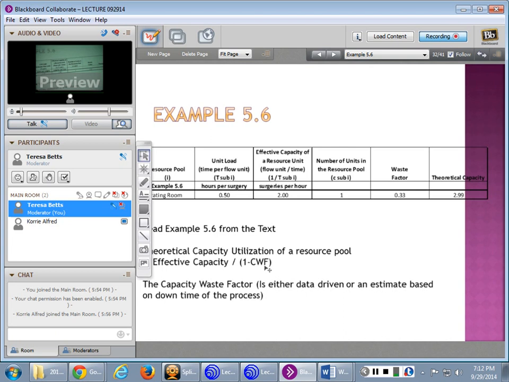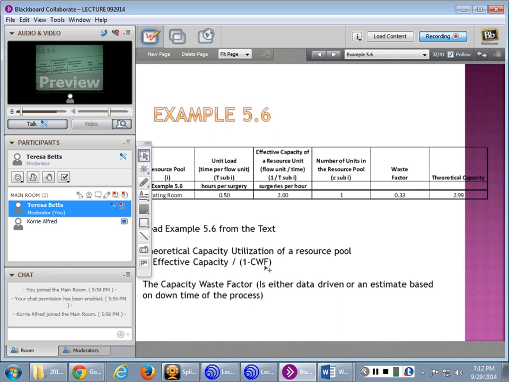It's the things that you're doing that aren't adding value. So if I'm trying to determine how much I could actually do in the perfect world, I can take how much I'm doing today, and let's say that 20% of my time is wasted. Well, if I take what I'm doing today and divide it by 80%, that's going to give me what I could do if I were in the perfect world. And that's what we're doing with this 1 minus the capacity waste factor.